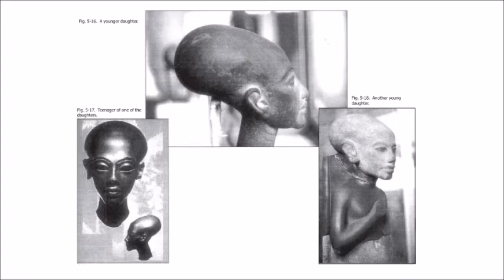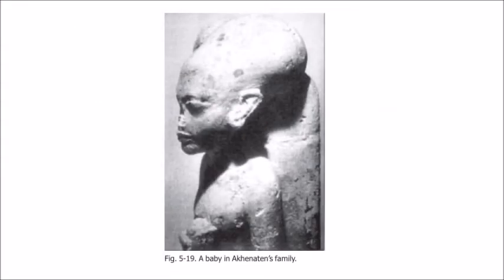This is an image of one of the daughters as a teenager, Fig 5-17. This is another, Fig 5-18. You can see how big the head is relative to the body. This is a baby, Fig 5-19. Again, the skull goes way up and around. The ears are about half the size of the head.